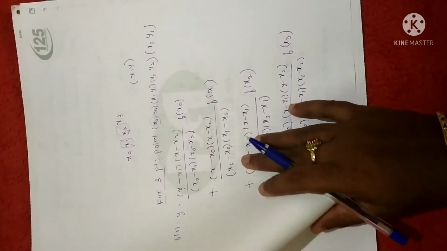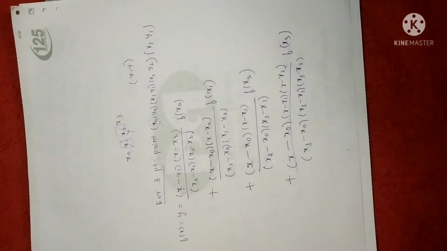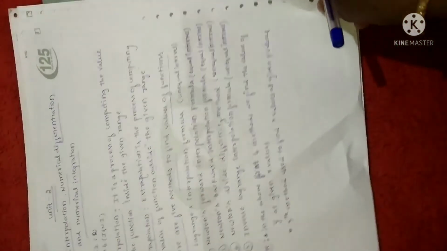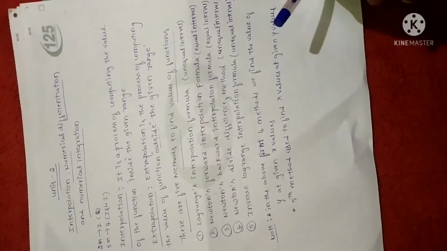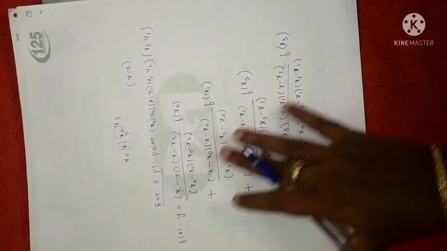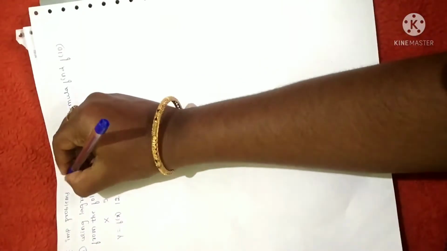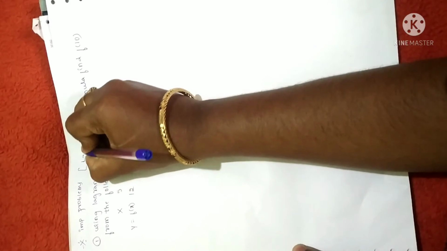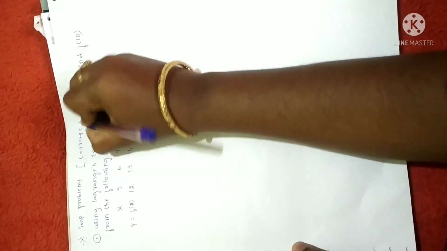So let me solve the problems based on this Lagrange interpolation. So first you just write the heading Unit 2 and copy these notes. Whatever the notes given, you just copy this page along with the first method I am going to solve. It is Lagrange interpolation. So let me solve problems on Lagrange interpolation. So here is the problem. Important formal problems on Lagrange interpolation.